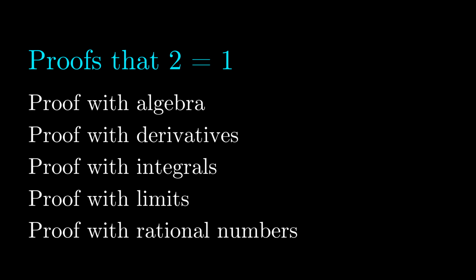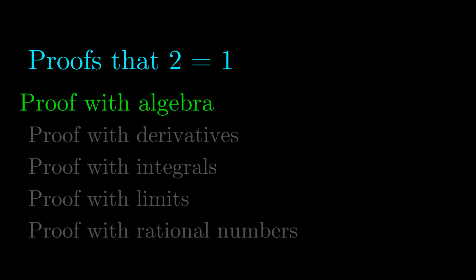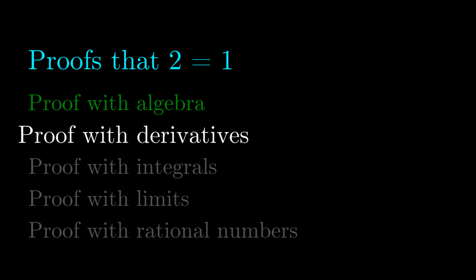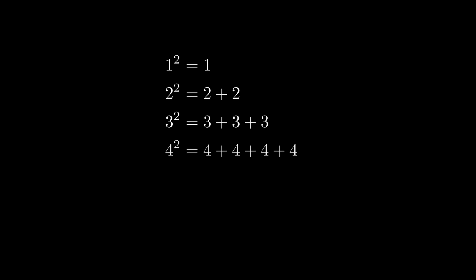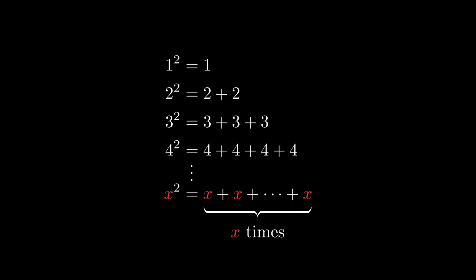So far, we have seen the proof with algebra. Now, I will prove that 2 equals 1 using derivatives. Observe the following pattern. 1 squared is 1. 2 squared is 2 plus 2. 3 squared is 3 plus 3 plus 3. 4 squared is 4 plus 4 plus 4 plus 4. In general, x squared is x plus x and so on, x times.